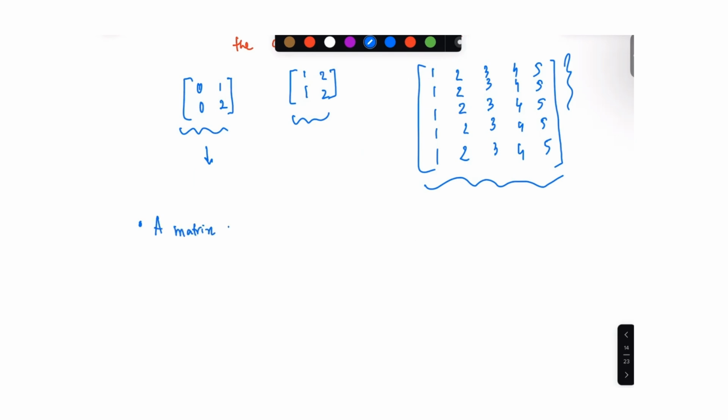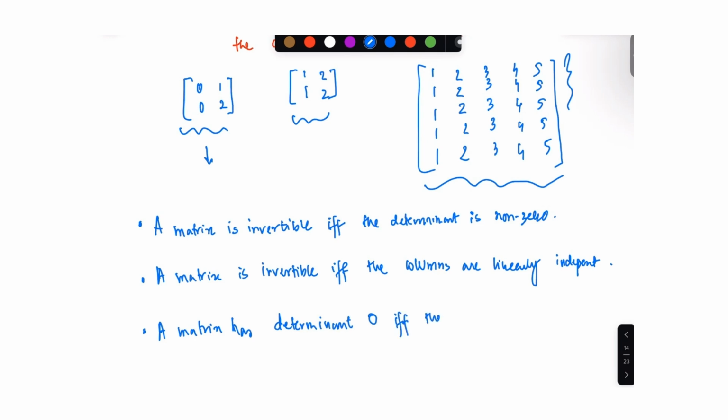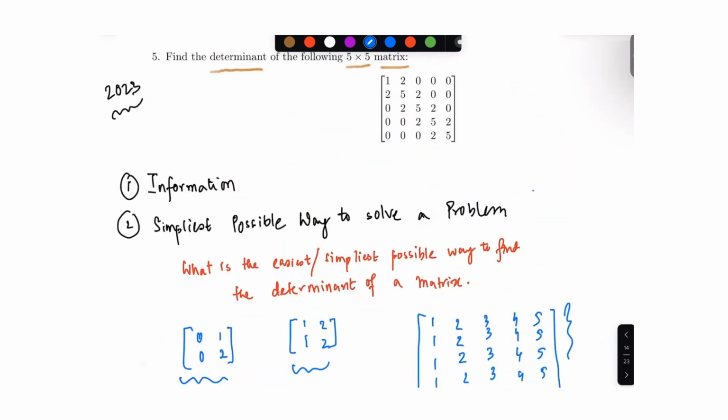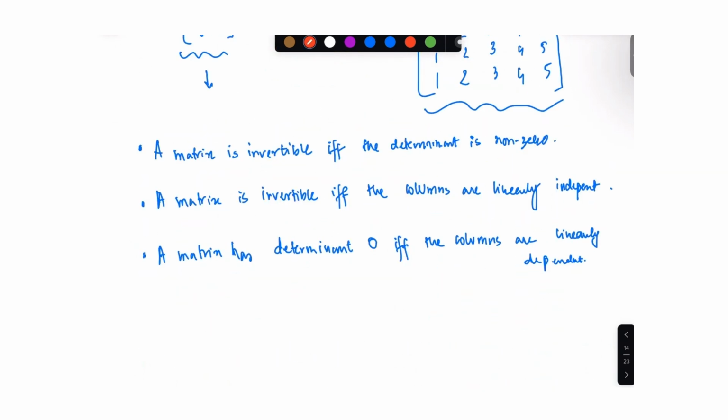A matrix is invertible if and only if the determinant is non-zero, and a matrix is invertible if and only if the columns are linearly independent. A matrix therefore has determinant 0 if and only if the columns are linearly dependent. Now, what do I mean by this? The question comes, what is linear independence? What is linear dependence? But do we really need to solve this problem? To know that, we need to understand that. So let me tell you, to save your time.